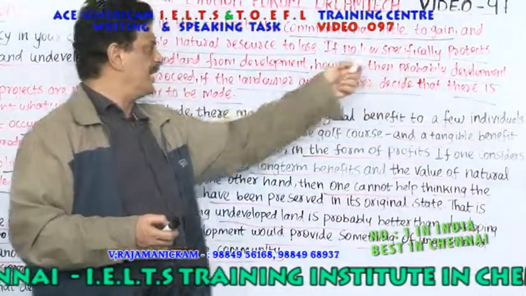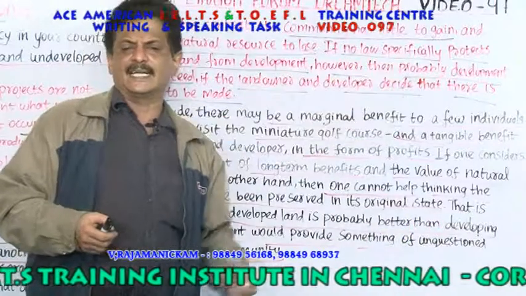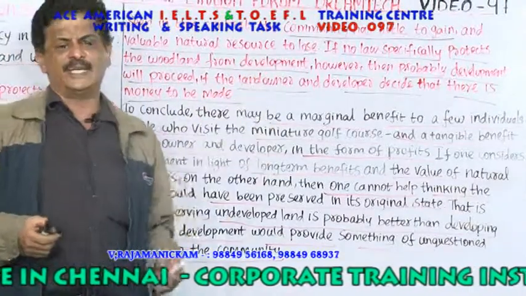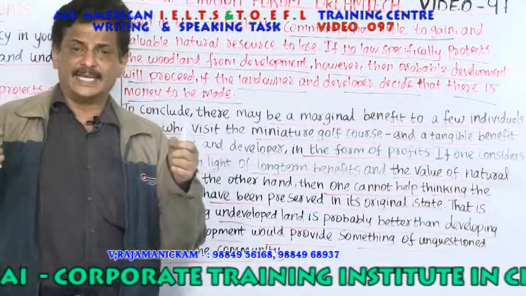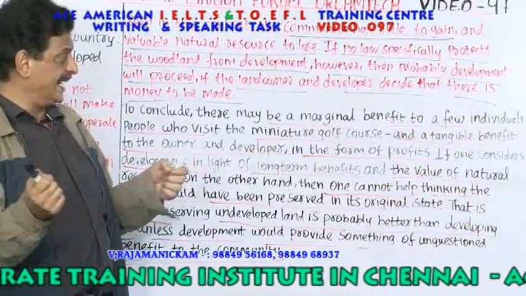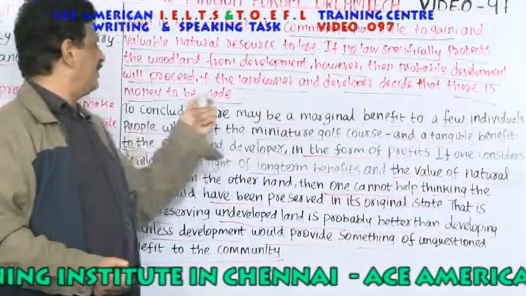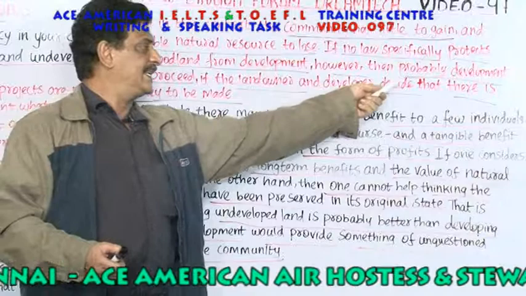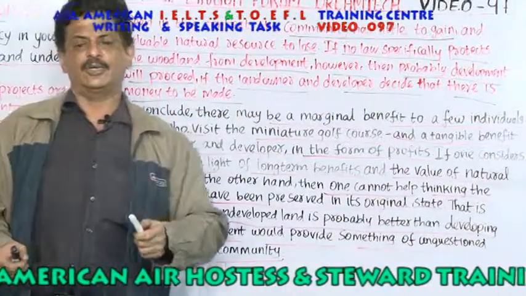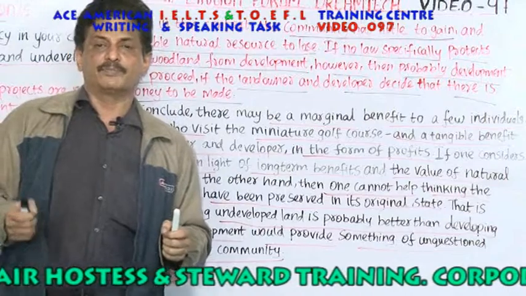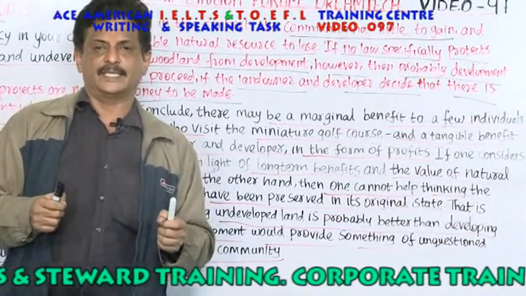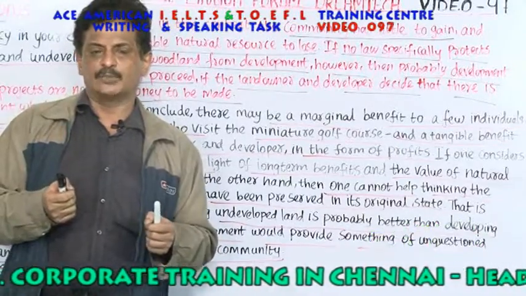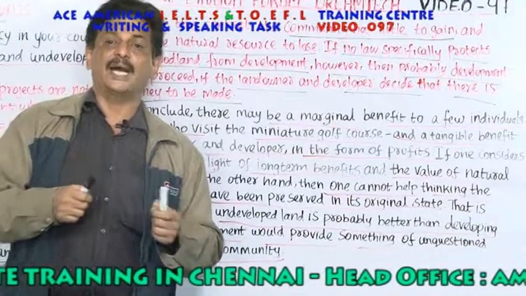If no law specifically protects, நிறைய சட்டங்கள் இருக்கிறது, வளங்களை பாதுகாக்கக்கூடிய சட்டங்கள் இருக்கிறது, the woodland from development. woodland என்றால் என்ன? அடர்ந்த காடுகள் உடைய இடங்களை பாதுகாக்கக்கூடிய சட்டங்கள் இல்லை என்றால், however then probably development will proceed, பல தொழிற்சாலைகள் வரும். If the landowner and developer decide that there is money to be made, landowner என்றால் நிலத்தின் சொந்தக்காரர், அவரும் ஒரு தொழிற்சாலை அமைக்க வேண்டும் என்று நினைக்கக்கூடியவர், இரண்டு பேரும் சேரும் பொழுது அங்கே பணம் லாபமாக குறிக்கோளாக இருக்கும் பொழுது அந்த இயற்கையான வளமான இடம் அழிக்கப்படும்.